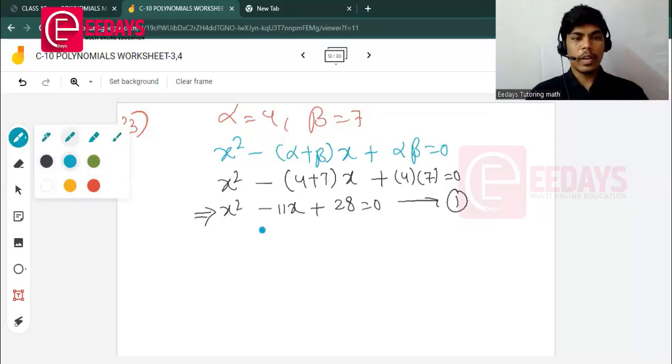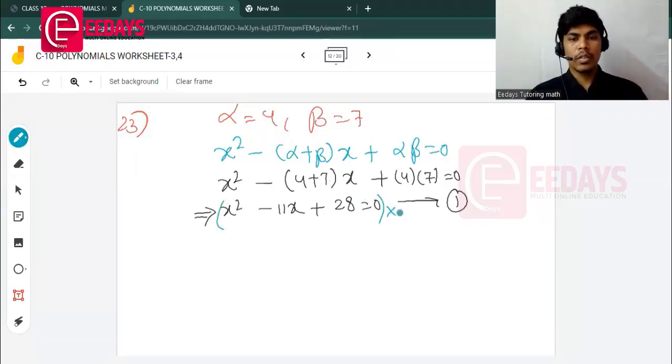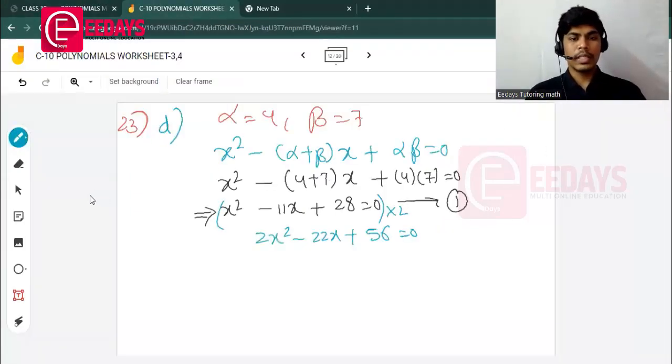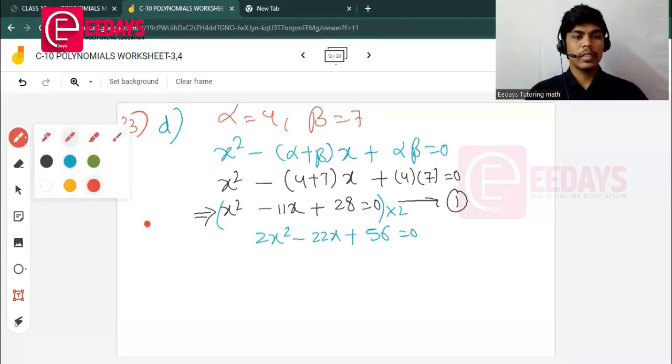You can do one thing. If you multiply the whole equation by 2, what we are getting is 2x square minus 22x plus 56. If you multiply with 3, we are getting a new equation. If you multiply with 4, like this, so that's why option D is the correct answer. More than 4 equations we will get. You can multiply with any number, and you are getting a new equation.